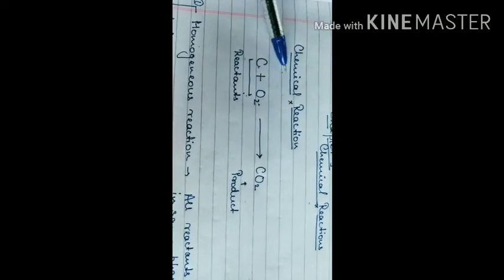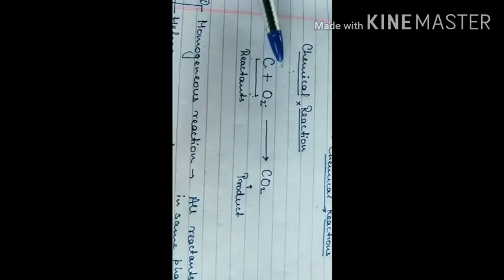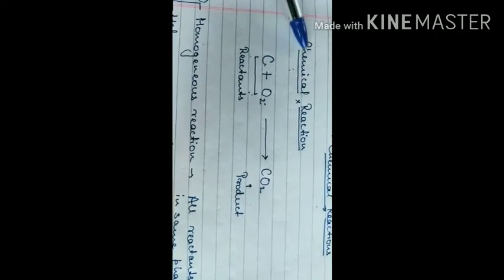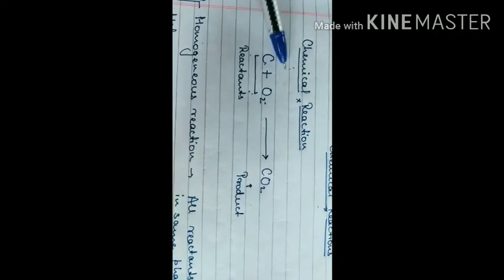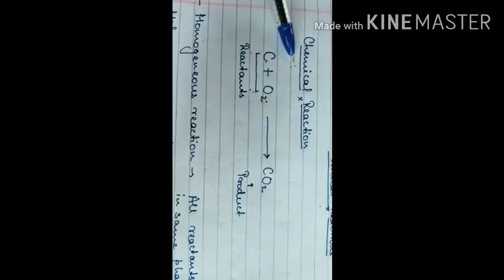What is chemical reaction? Basically, chemical reaction is the process which involves chemical change. In chemical reaction, chemical change takes place. What is chemical change? Change in which new substances are formed is called chemical change.